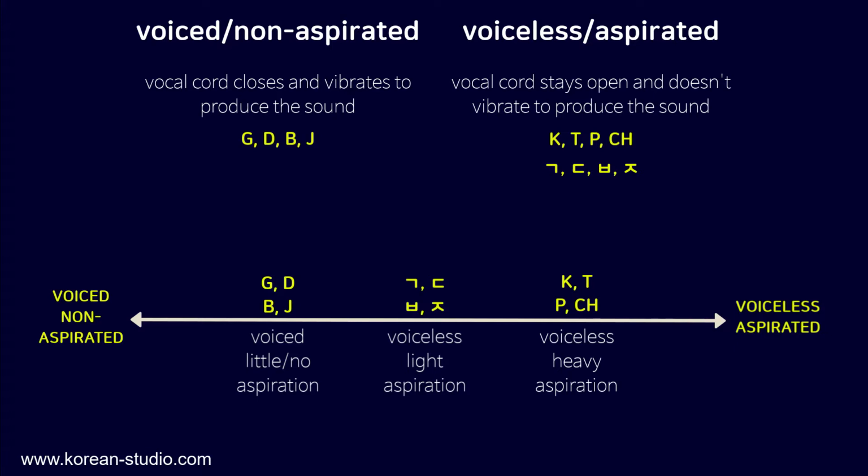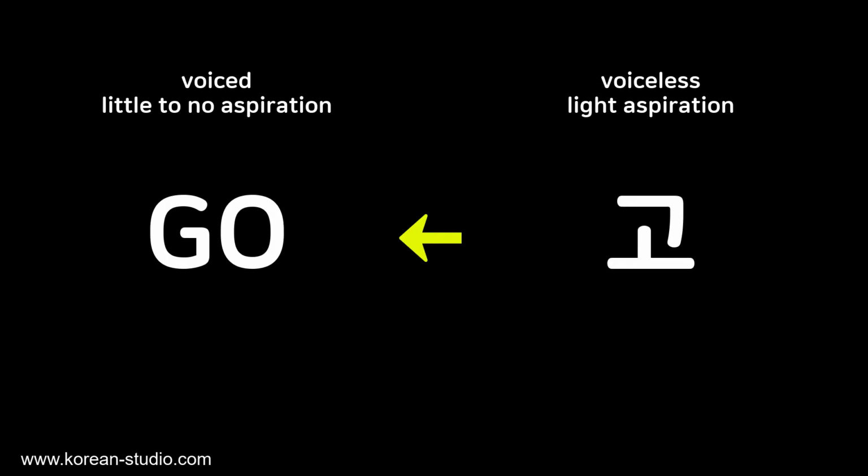However, these sounds are produced with light aspiration. And this light aspiration is what makes these consonants sound similar to K, T, P, and CH sounds, but not exactly the same. Listen to the contrast between voiced English consonants and the voiceless Korean consonants with light aspiration. Go, go.